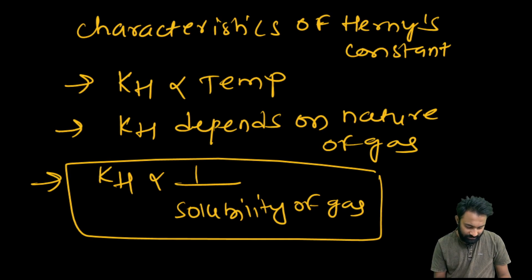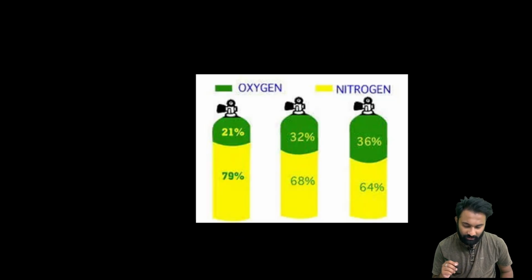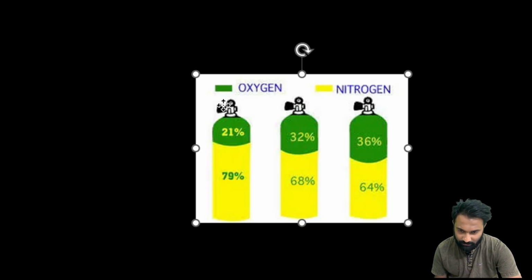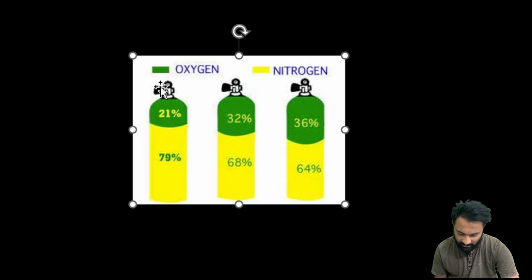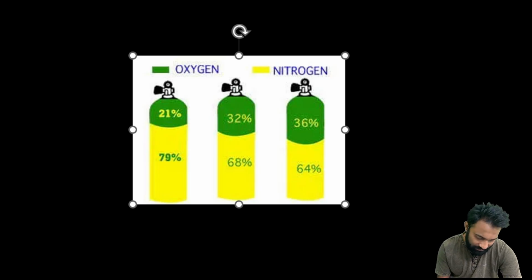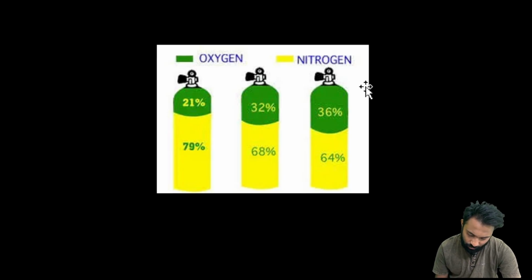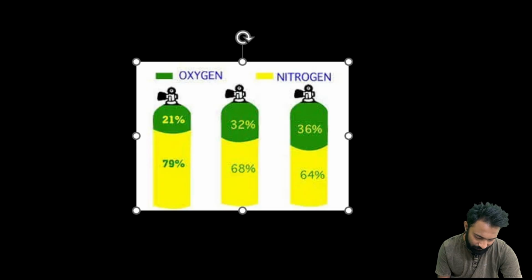Clear? Next we'll see some applications of Henry's constant. The well-known example is this: these are some cylinders we are seeing. Sir, what are these cylinders? You may get a doubt. These cylinders are used by scuba divers.